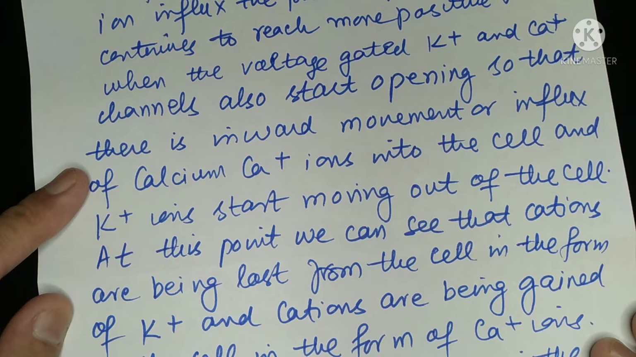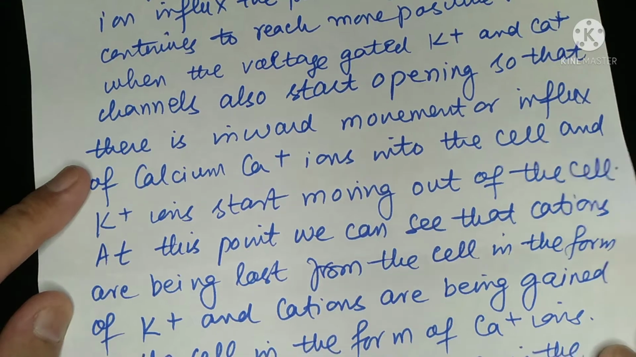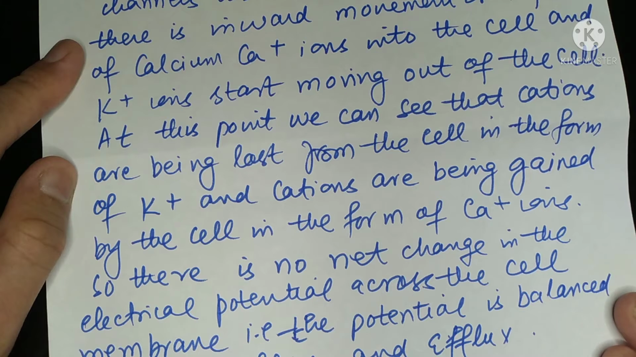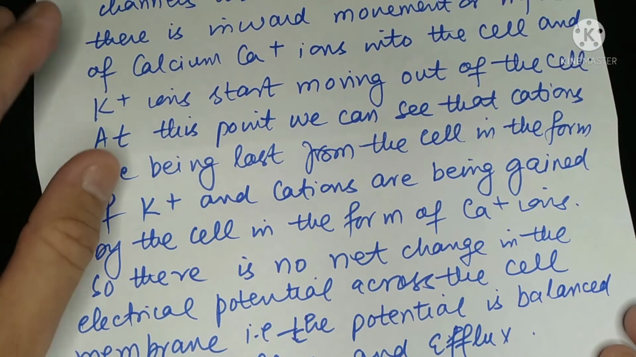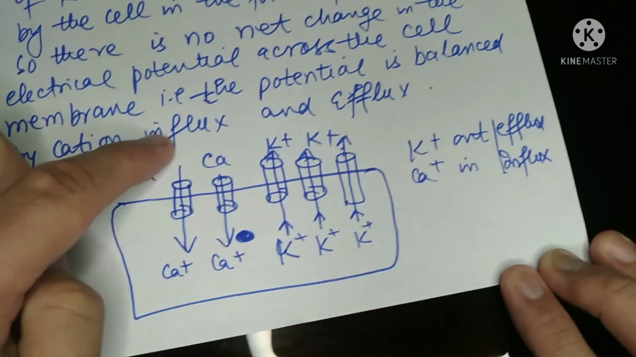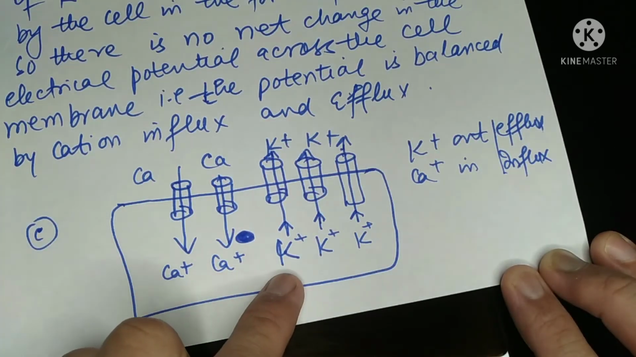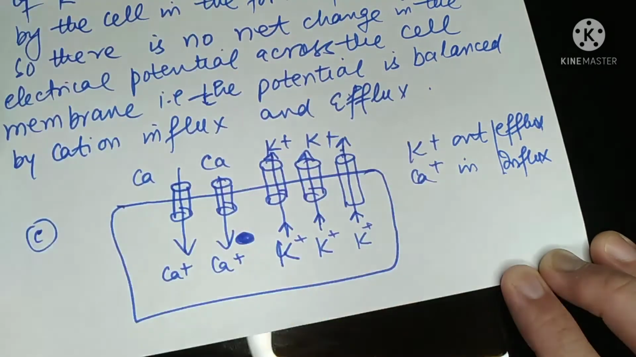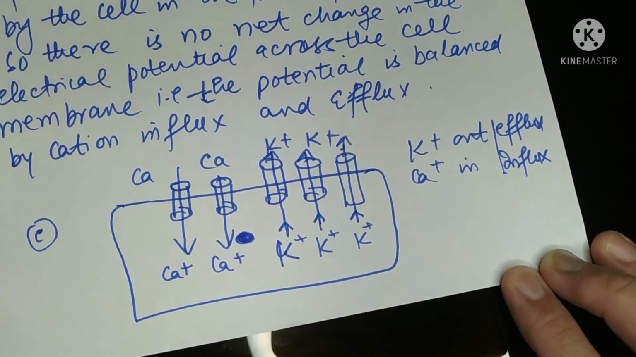So we can see at this point that cations are being lost from the cell in the form of potassium, and cations are being gained by the cell in the form of calcium ions. So there is no net change in the electrical potential difference across the cell membrane. That is, we can say that the potential is balanced by the calcium influx and potassium efflux. Again, here you can see that these are calcium ions moving from the outer side to the inner side, and these are potassium ions moving from the inner side to the outer side. So calcium influx and potassium efflux balance the potential, so there is no net change in the potential of the cell.